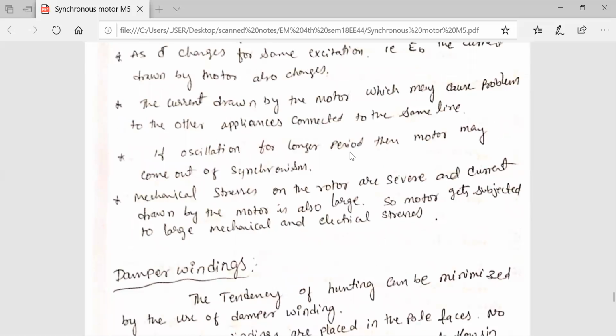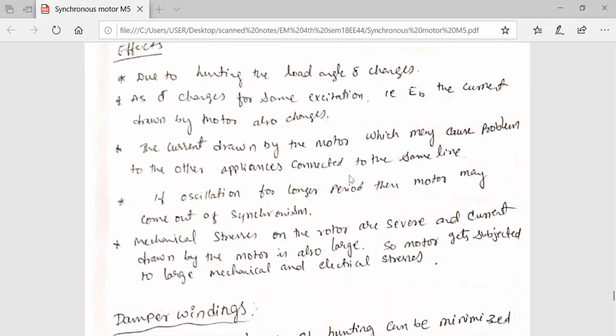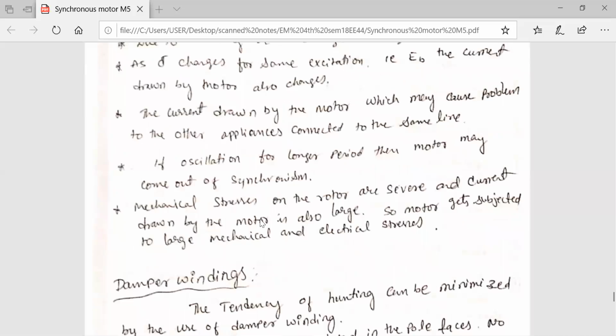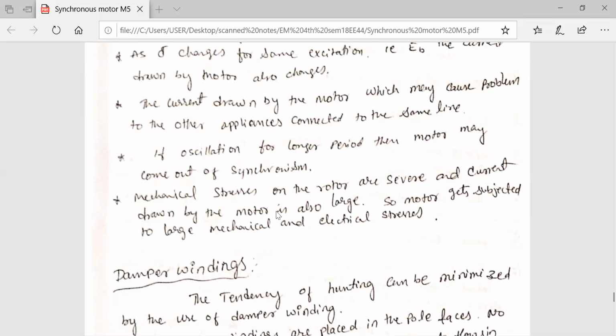And if the oscillations last for a longer period, suppose the hunting effect has happened, at that time superimposed oscillations are produced. You have to nullify these oscillations within the critical period. Otherwise, if the oscillations are longer in nature, the motor comes out of synchronism. Before the critical time, you have to neutralize those oscillations. Otherwise, the mechanical stresses on the rotor are severe, and the current drawn by the motor is also large. So the motor gets subjected to large mechanical load and electrical stresses.